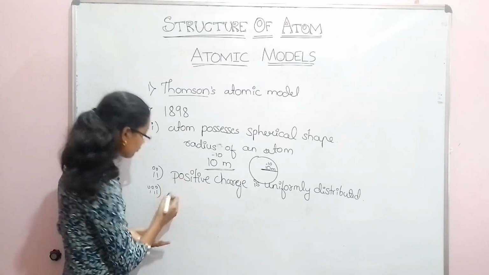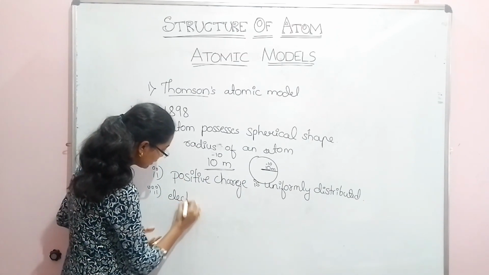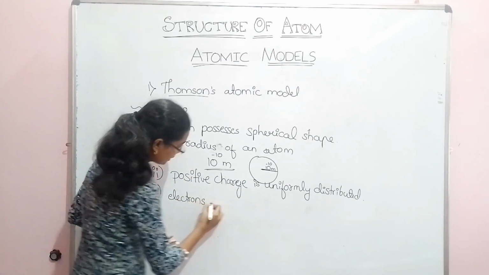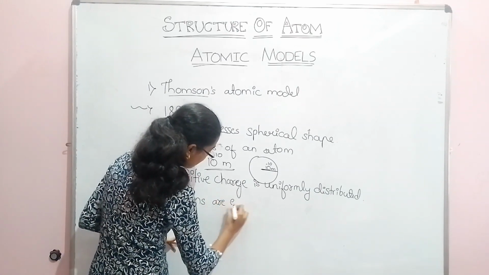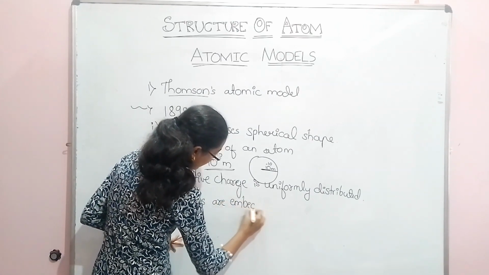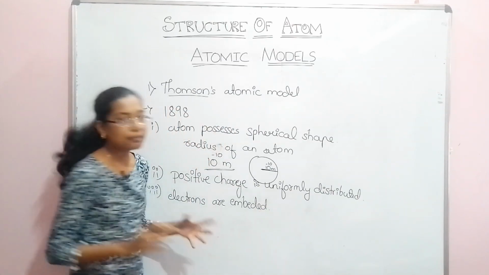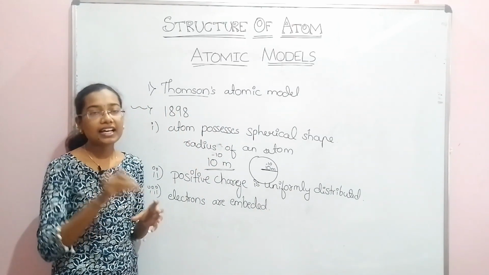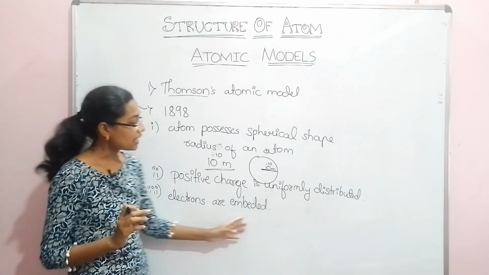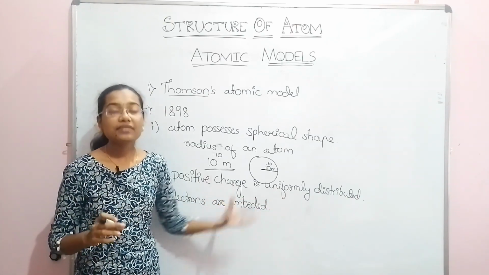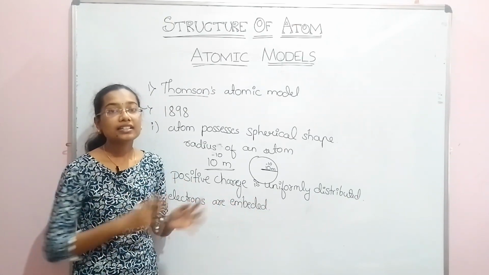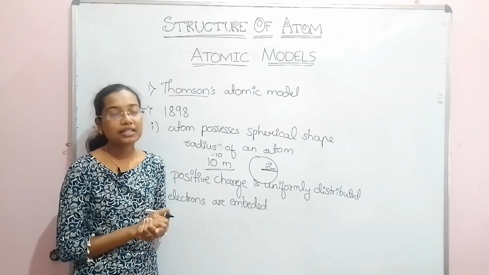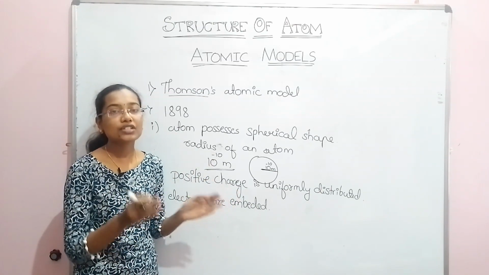Electrons are embedded. Embedded means present here and there. Electrons are embedded in the atom in such a way that the charge should be balanced, that is, the positive and negative charge should be balanced.